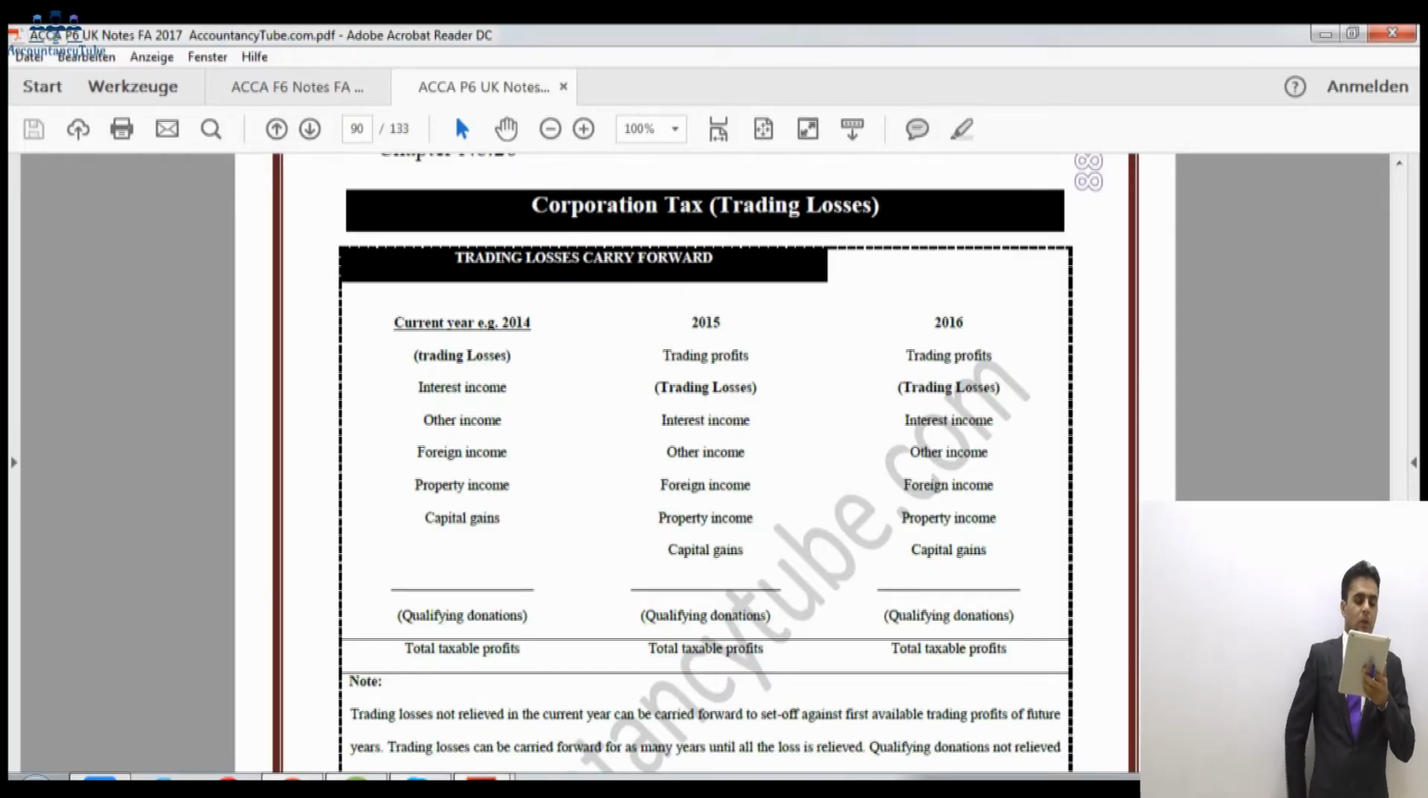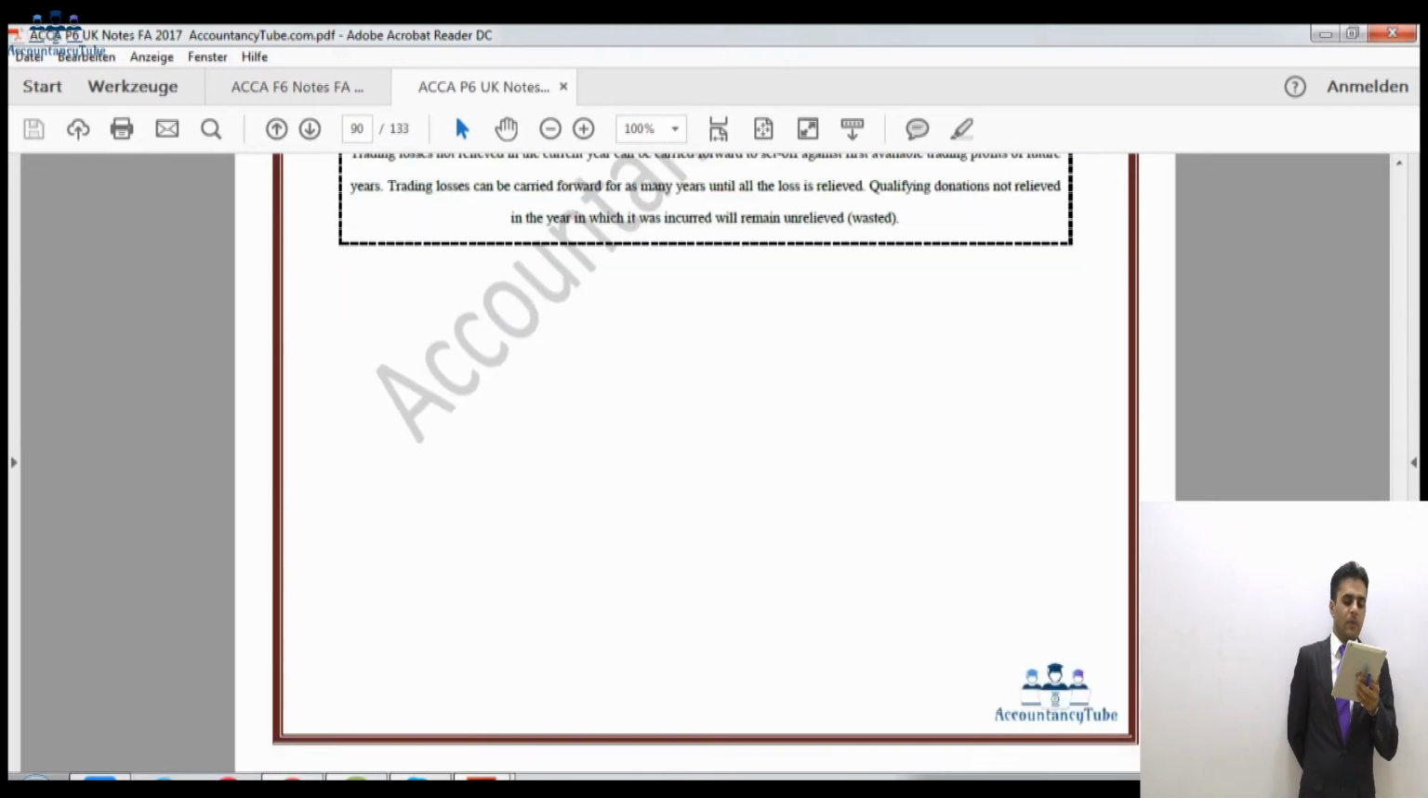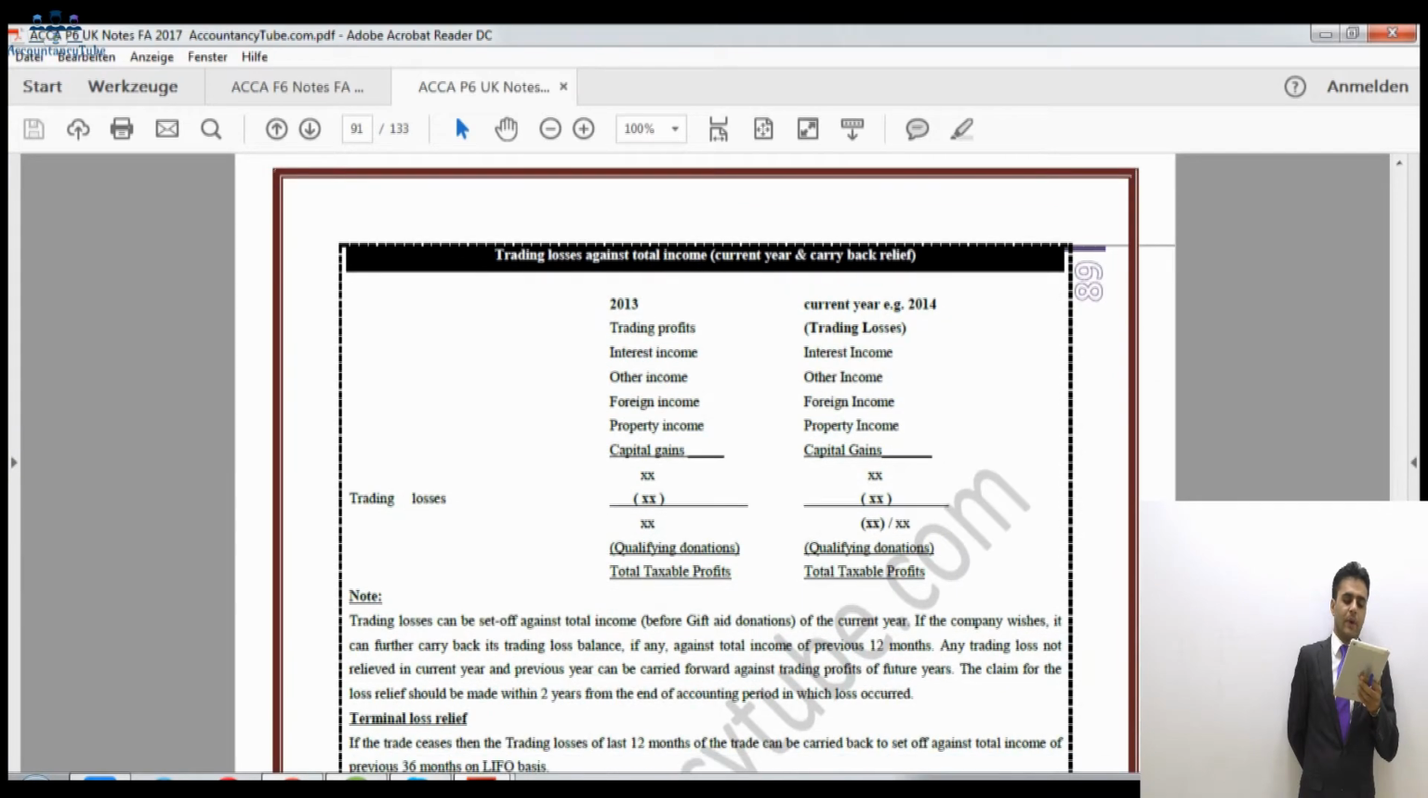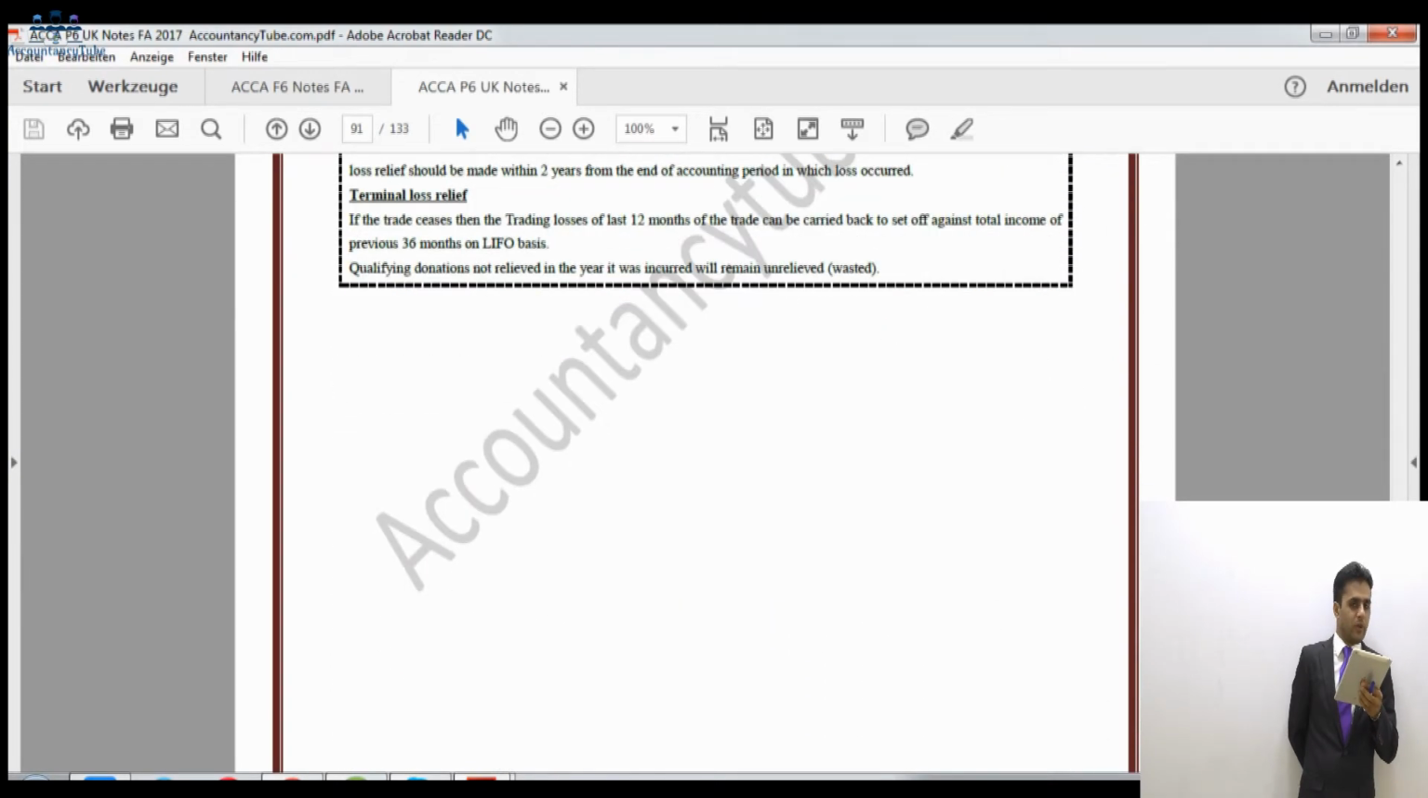And if, for example, interest paid is more than interest income, then it would be a loss. Now if you have a loss, that can be relieved. So that's what it says. A non-trade loan interest deficit may be set off against any profit of the same accounting period. Any unrelieved amount will be carried forward to set off against any non-trade profits of future years.